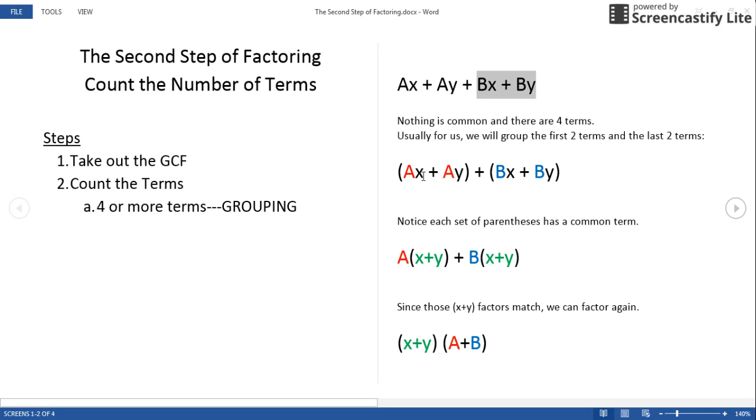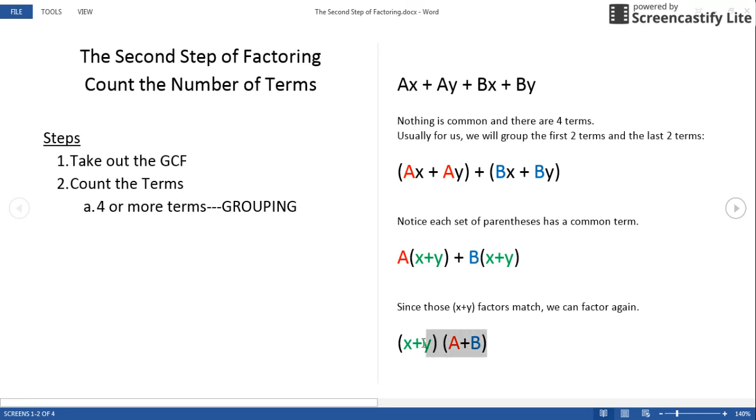Now, notice in the front set of parentheses, there's an A that's part of each of these terms. So I can factor that A out. When I factor the A out, it leaves an X plus Y. Likewise, on the back, there's a B that's common. When I factor that B out, it also leaves an X plus Y. Since X plus Y is now part of each of the things that are left, we could factor X plus Y out of them as well. When I take the X plus Y out, dividing each part by X plus Y, it leaves an A from the front and it leaves a B from the back.